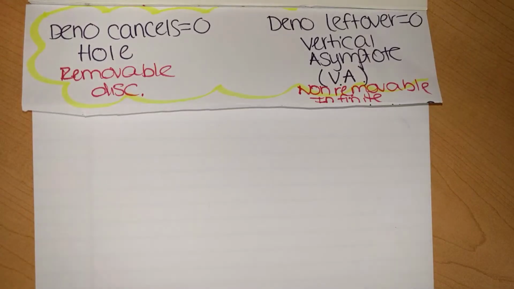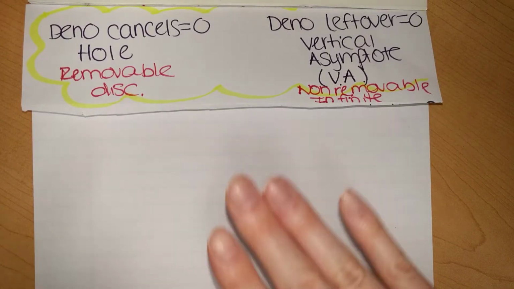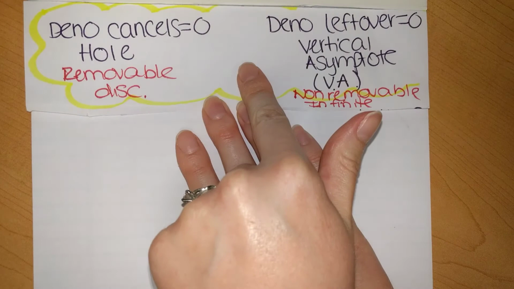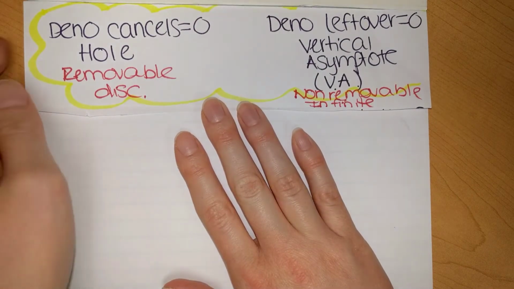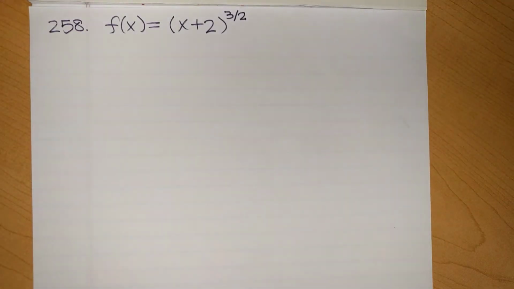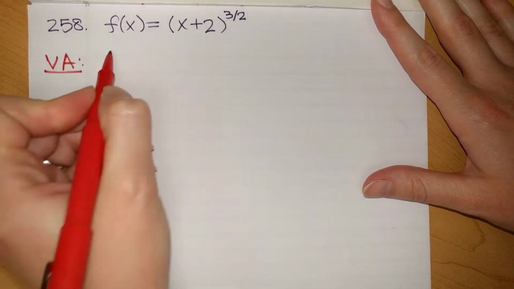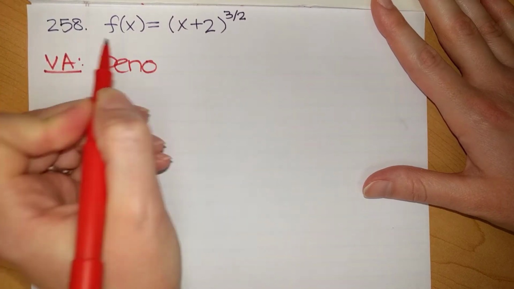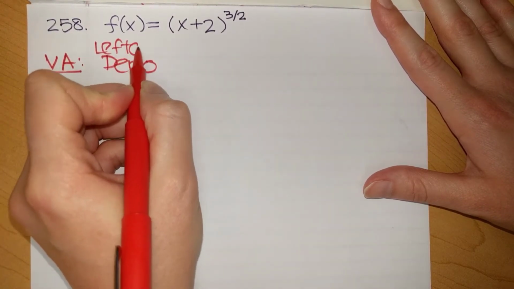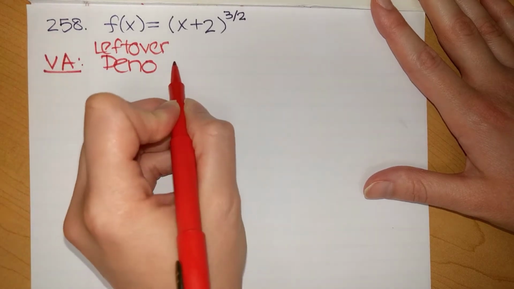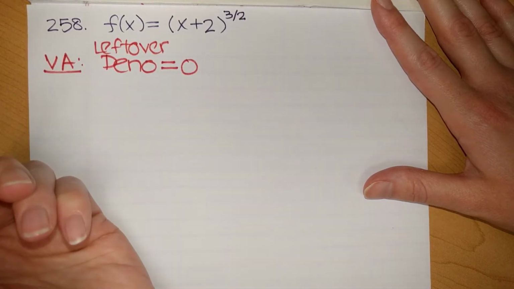These questions, we're always talking about the denominator. If the denominator cancels, we have a hole. If it doesn't cancel, if it's left over, we have a vertical asymptote. So I want to look at 258 and 259 and compare those two together. When we see the vertical asymptote instruction, we know it is about the denominator, and specifically, it is about what is left over in the denominator. We want to set that equal to 0.